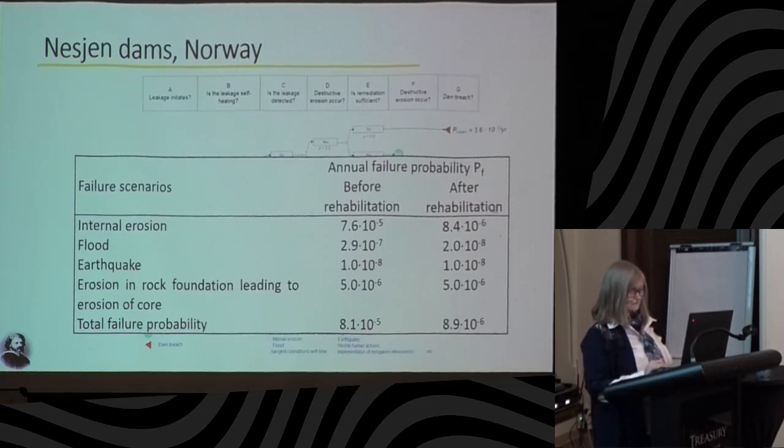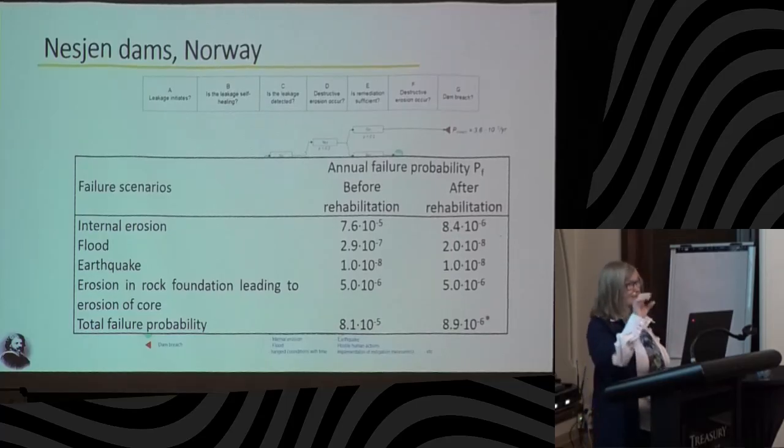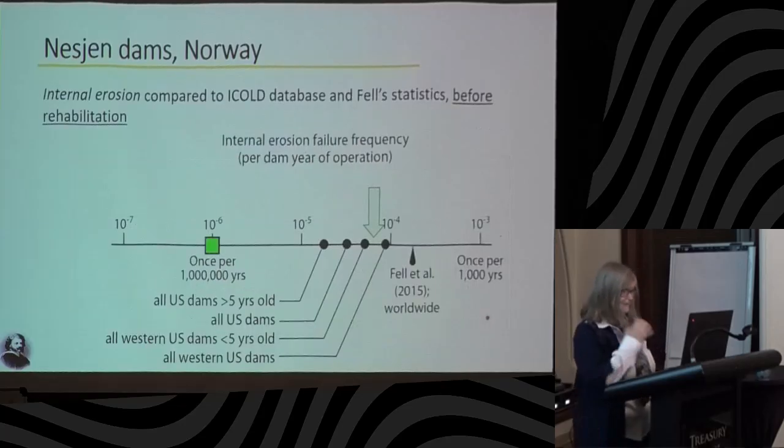And after rehabilitation, 10 to the minus 6, so that's 10 to the minus 5. The numbers are not exact. What's important is the order of the size of this exponent. It tells you how to compare to other things.